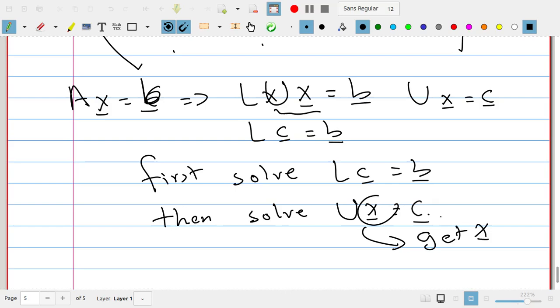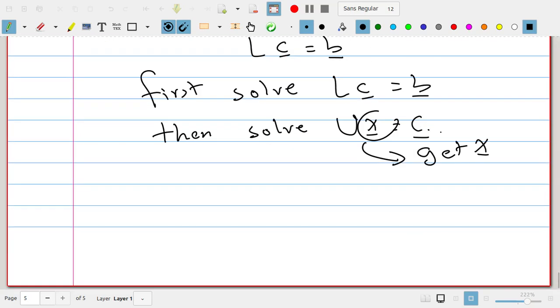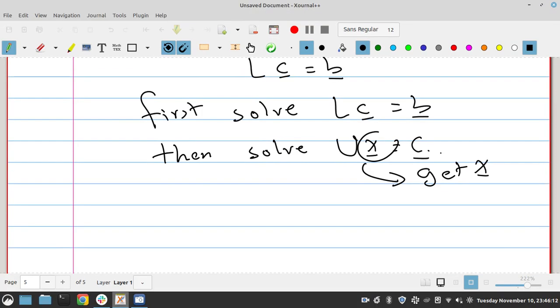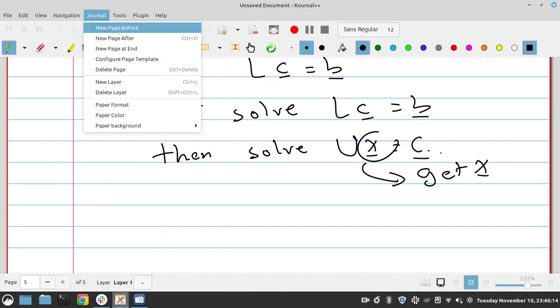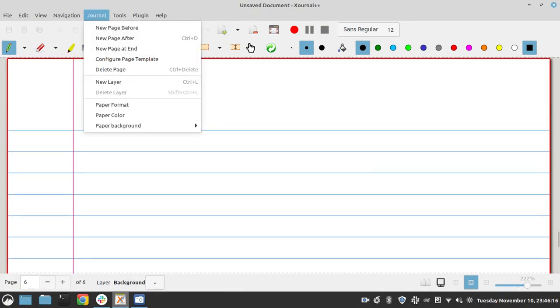Okay, so for example, if we have... just give me a moment. Probably need a few more pages for this.